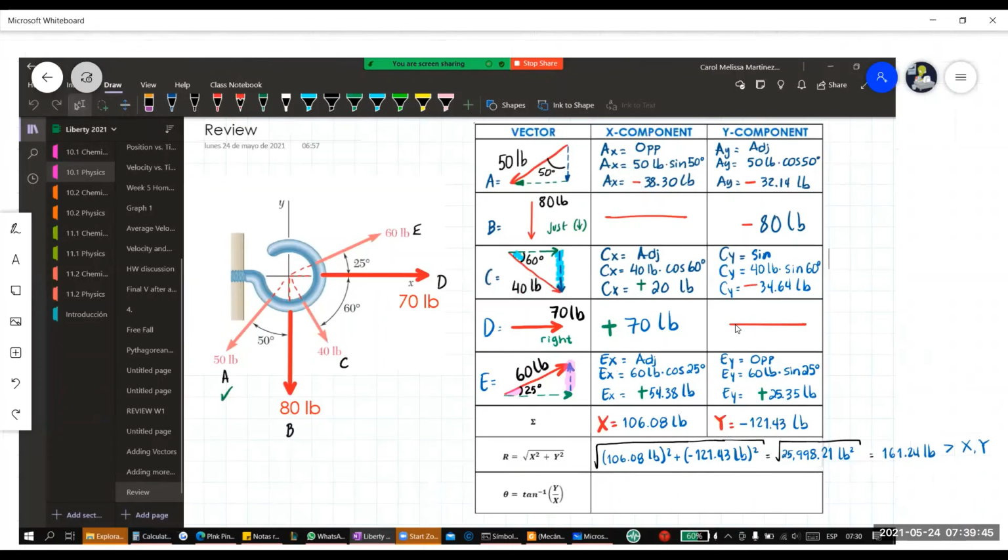Okay, we're doing a great job here. It doesn't mean that it's perfect, but at least that it makes sense. And in the last step, you'll get the angle. The angle is going to be equal to, remember, arctangent. Shift tangent in your calculator, and then negative 121.43 pounds divided by 106.08 pounds. Pounds and pounds are going to cancel, just with the degree. Negative 48.86 degrees.